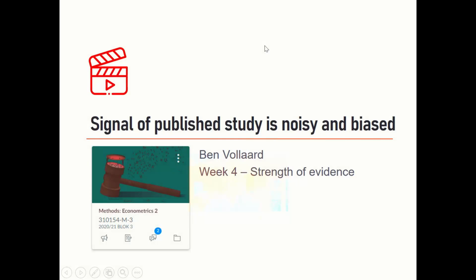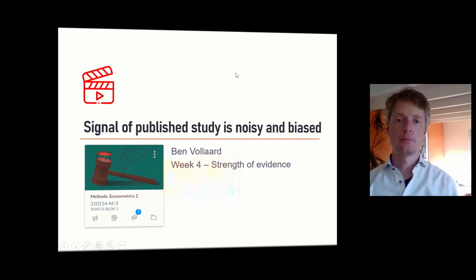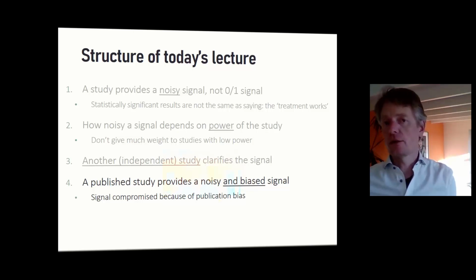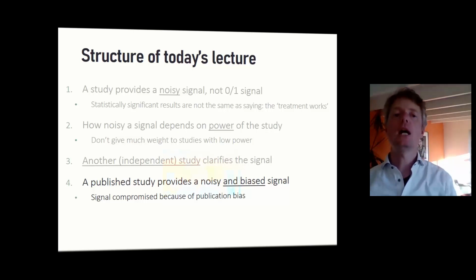The last part of the lecture on strength of evidence relates to publication bias. So far we discussed that a study only provides a noisy signal, a signal of whether the treatment works or not, for instance. Now we are going to discuss that this signal may actually also be biased.